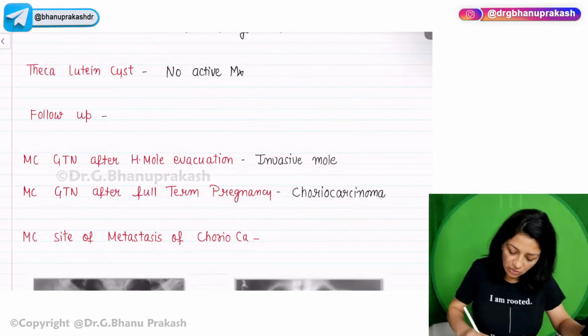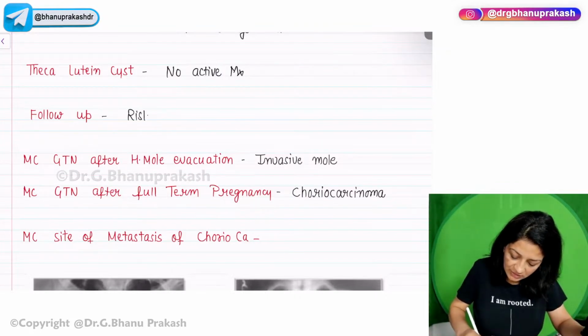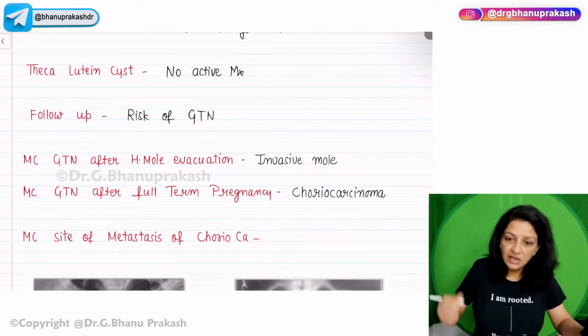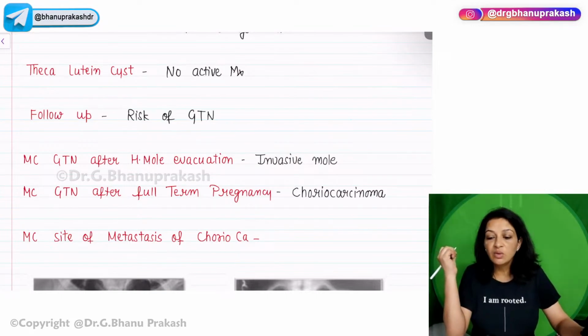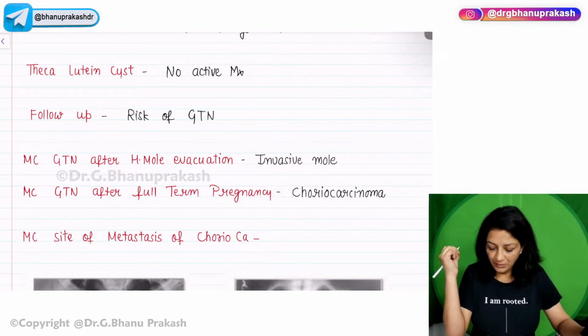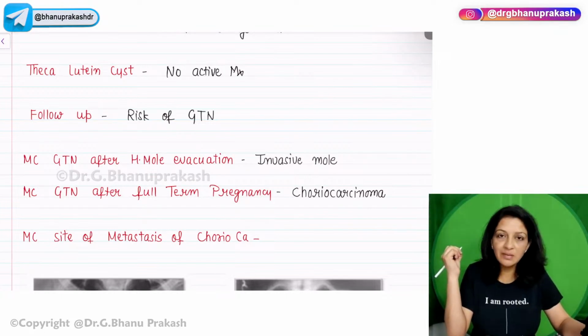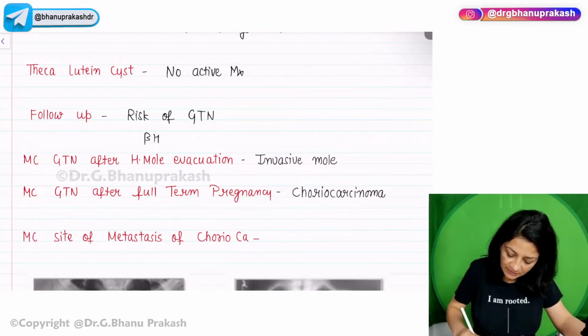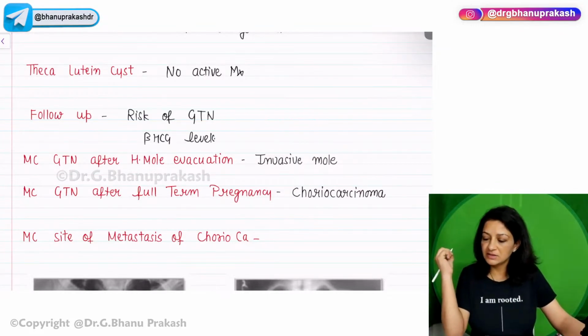So why is follow-up important? Because there is a risk of GTN, gestational trophoblastic neoplasia. See, molar pregnancy is a benign disease, but it can become malignant. That is why follow-up is very important, and in follow-up we will check beta HCG levels.